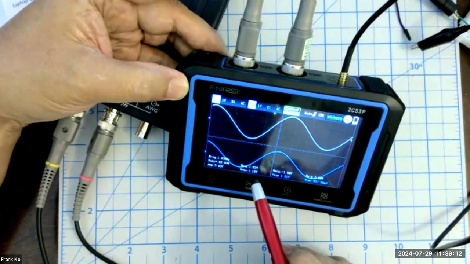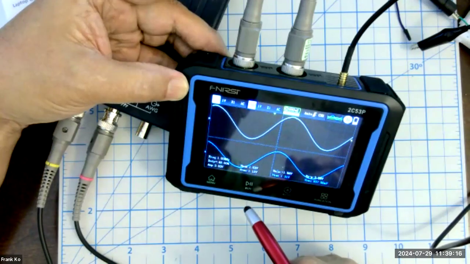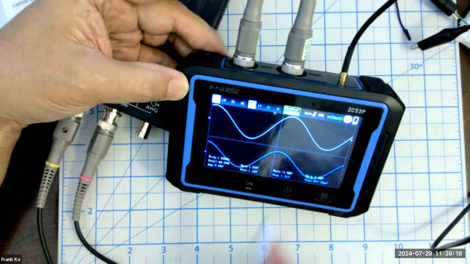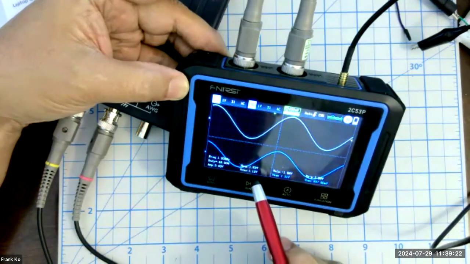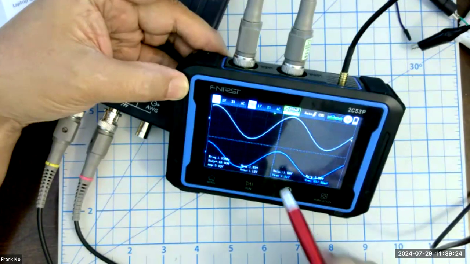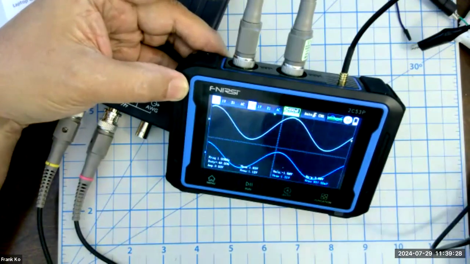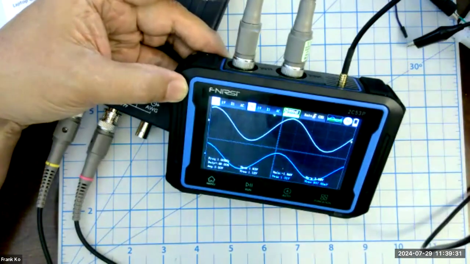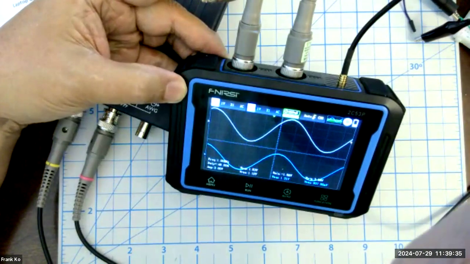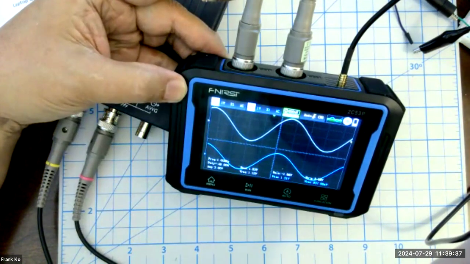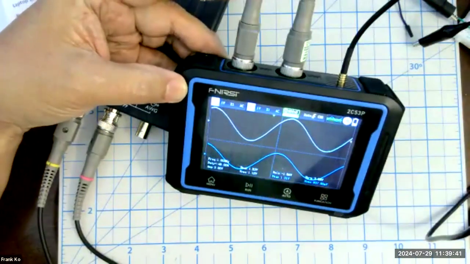My RMS comes in at 1.12, which is pretty close to my 1.05 calculated, and a previous measurement of 1.1. My secondary is coming in at, let's take a look at where this other probe is connected. I've got this guy going to here, going to here, going to here, and let me double check.